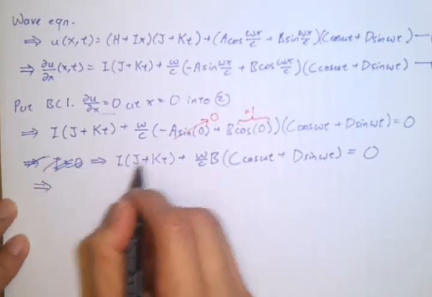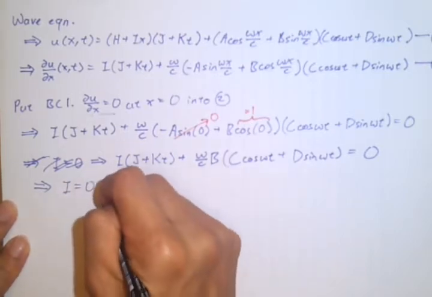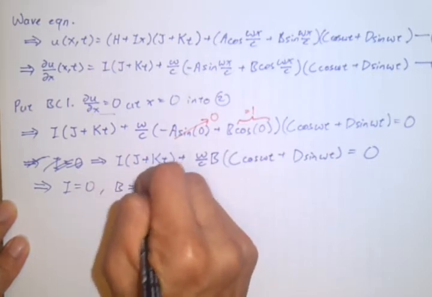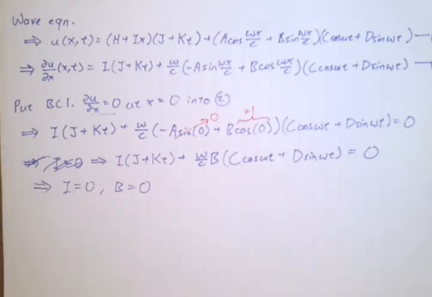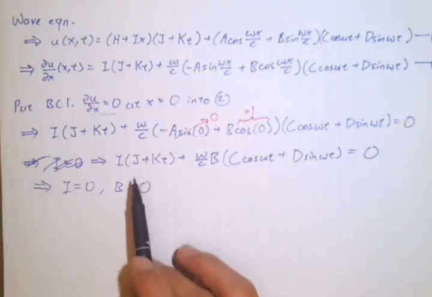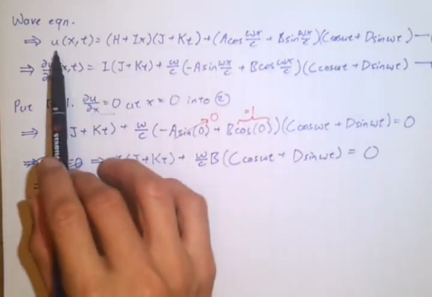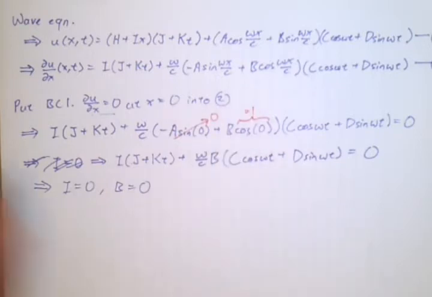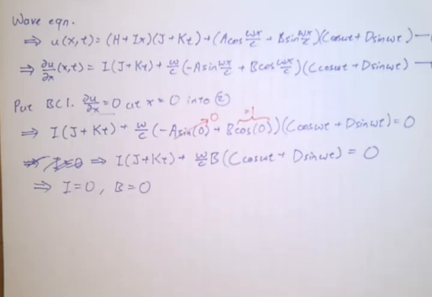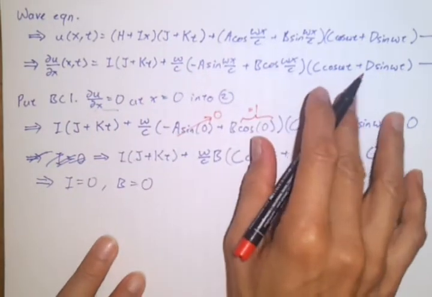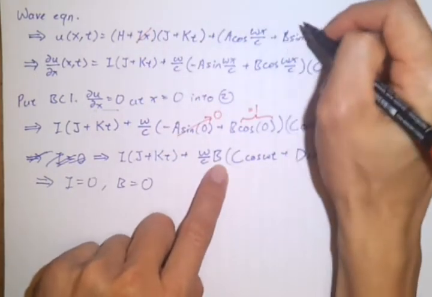You can see that this can happen if your I is 0 and your B is 0. That's all you need. You don't have to make J, K, C, D all equal to 0. If you had made J, K, C, D equal to 0, your solution would just be 0, which is not very useful. So all I need is for I and B to be 0 in the general solution, equation 1.